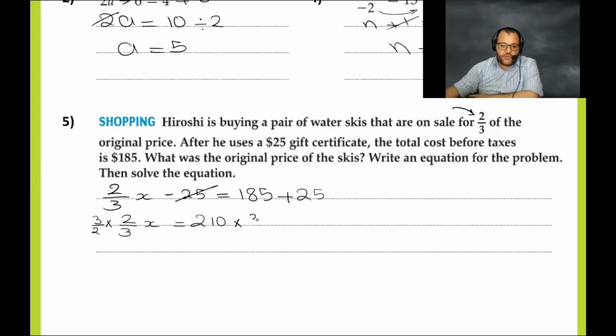If you remember, we were solving fractions by multiplying by 3 over 2. So X will be 210 divided by 2, which is 105, times 3 equals 315. My method is also correct.